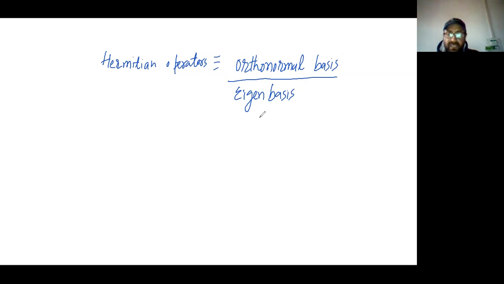The immediate property of the eigenbasis is that, let's say I have a Hamiltonian and I have chosen its eigenbasis as my orthonormal basis. So what will be the advantage? The advantage will be that the Hamiltonian will immediately become diagonal.